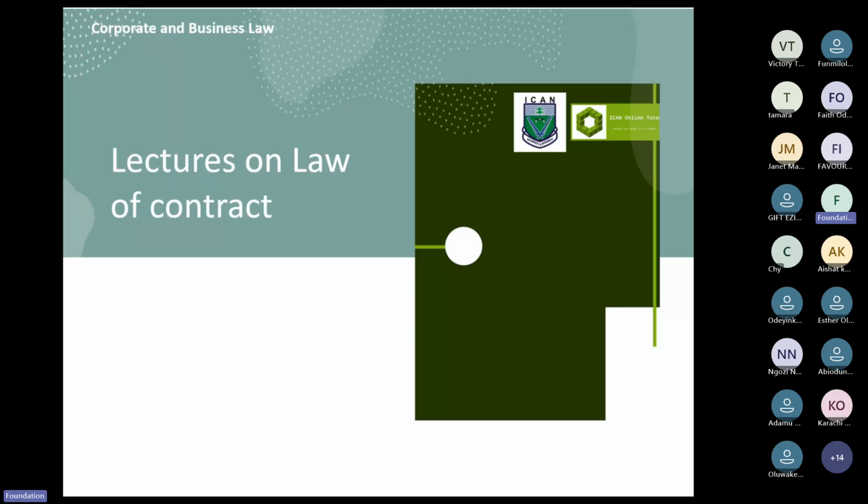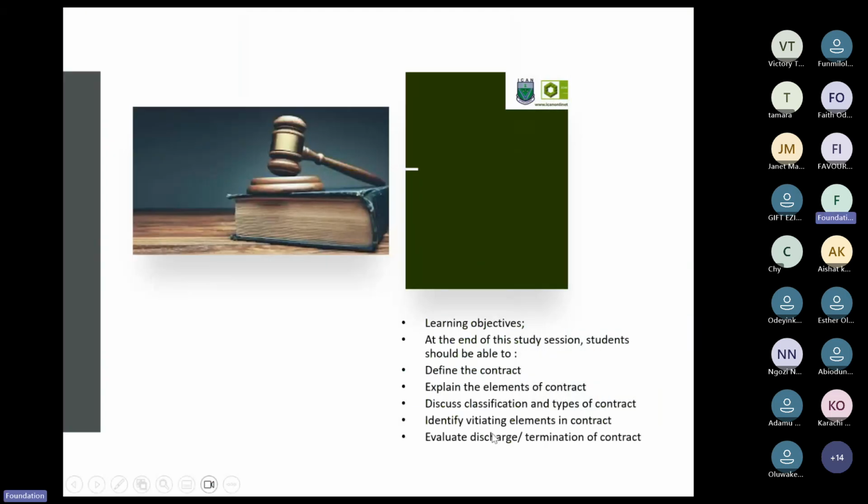So what are our learning objectives at the end of today's lecture? As a student, you should be able to define contract. You should be able to give me your understanding of what contract means to you. You should be able to explain the major difference between contracts and agreements, because they are not the same thing. You should be able to explain the elements of contract, or what are the valid requirements for a contract to be established or to have been created.